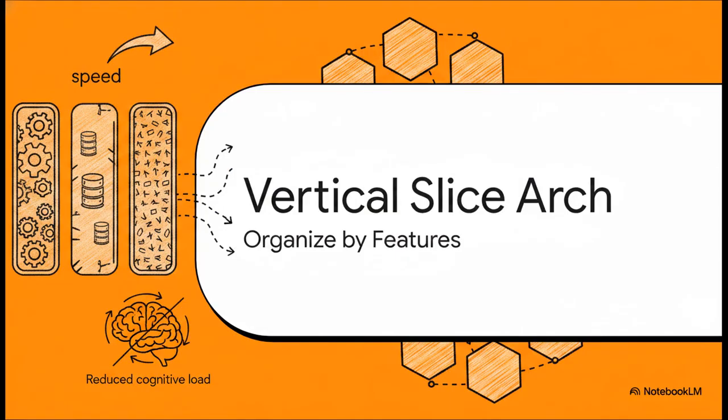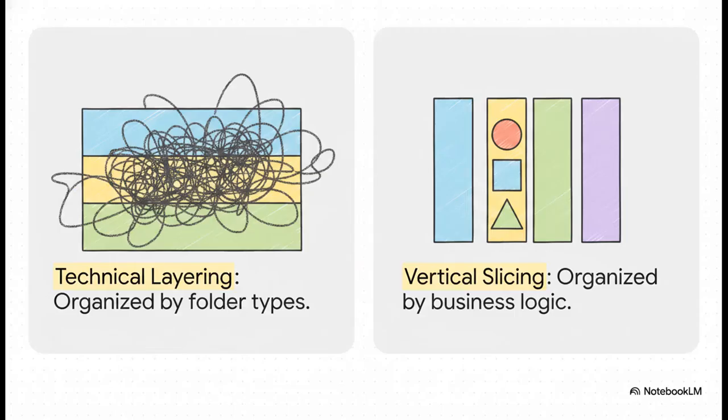Now for Section 4, Vertical Slice Architecture, where we organize by features. This pattern is all about dramatically speeding up your developers and lowering their cognitive load. If you've ever watched a coding tutorial, you were probably taught technical layering. You make one folder for controllers, one for services, and one for models. But the frustrating reality is that to build just one simple feature, like, say, a password reset, an engineer has to jump between 5 different folders and modify files spread across the whole workspace. It's exhausting, and it guarantees constant merge conflicts with your teammates.